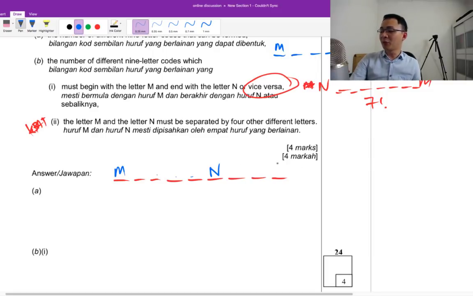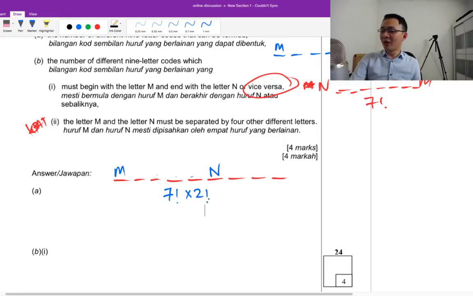But there's no way I can put the M at the back here, because I only have 3 letters left here. So if I arrange my M and N like this, the 7 letters over here can randomly arrange among themselves in 7 factorial ways. But M and N can also swap places, right? So if they can swap places, that will be 2 factorial.